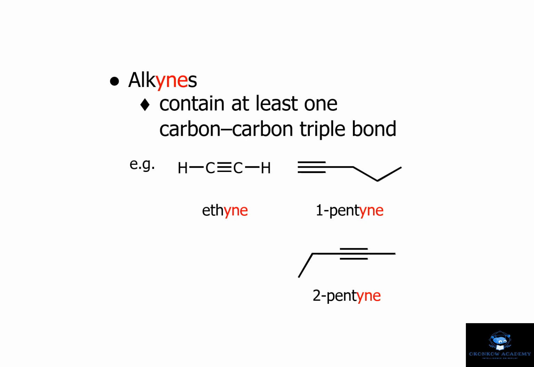Examples also include 1-pentyne, as you can see, and 2-pentyne, distinguished by where the triple bond is located in the chain. So the suffix is "-yne", that's Y-N-E, as illustrated in the red colored word.